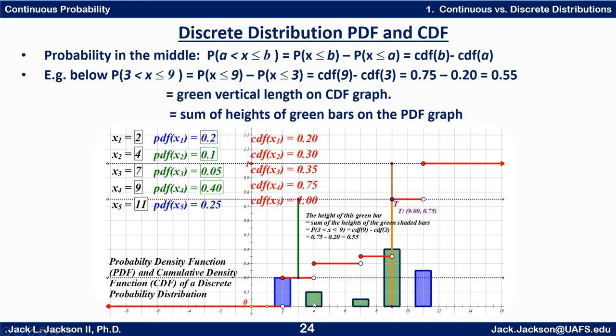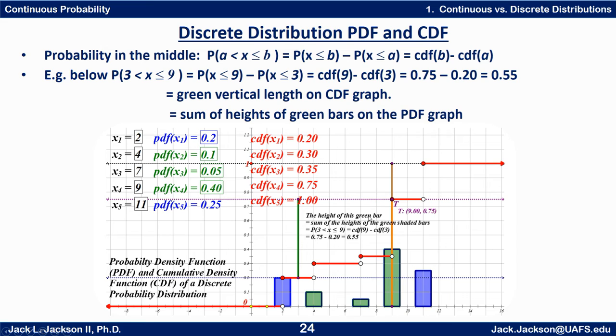If I wanted to find the probability between 3 and 9, in this case we're adding up bars at 4, 7, and 9, adding up their heights. So we're adding up 0.1, 0.05, and 0.4, which is 0.55. On the PDF graph, we see it as just adding up the heights of those three green bars, or equivalently, adding up their areas divided by the common width.